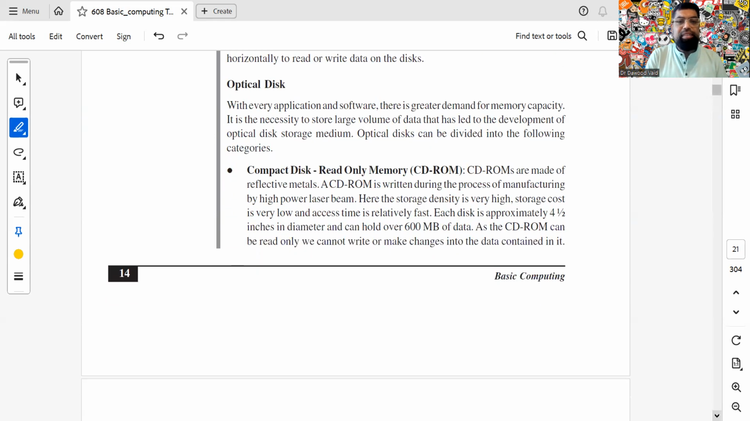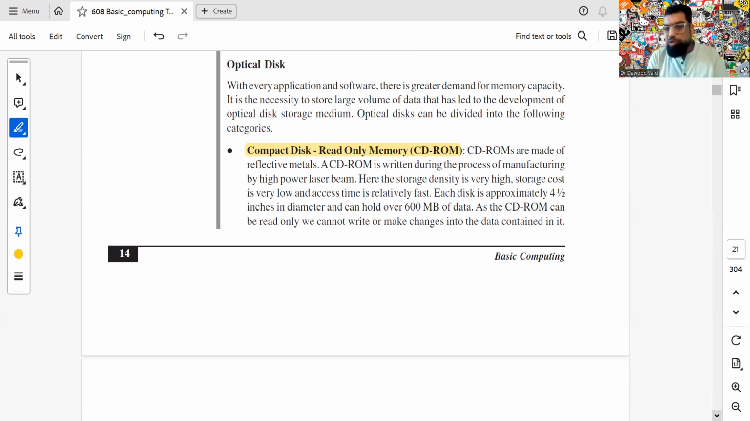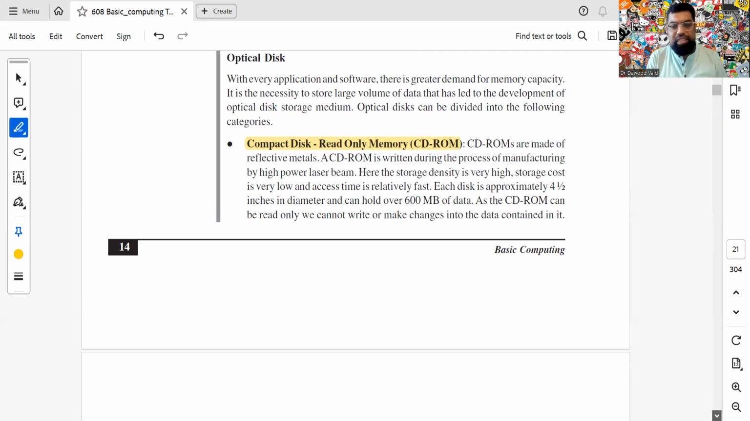Finally, we have got the optical disk. Anything that uses optical rays, these are read and write. CD-ROMs, compact disk read-only memory, are called optical discs. Basically, it's a small diameter disc you insert. But for reading it, you must have a CD drive. Most of the laptops in today's time do not have a CD drive.